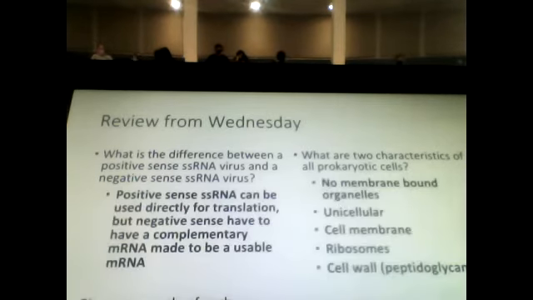I don't remember if I said anything else. Oh, the cell wall in bacteria is made of peptidoglycan, which is a different chemical than the cell wall in a fungus or in a plant. And that's kind of where we left off. We were in the middle of a slide about bacteria.